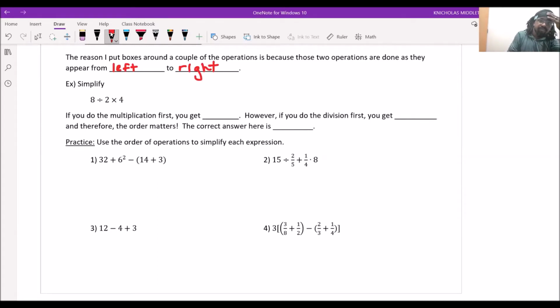We just talked about it, but I'll fill in the spaces from left to right. This first example says 8 divided by 2 times 4. If you do the multiplication first, 2 times 4 is 8, and 8 divided by 8 is 1. However, if you do the division first, 8 divided by 2 is 4, and 4 times 4 gives you 16. Therefore, order matters. The correct answer goes from left to right: 8 divided by 2 is 4, 4 times 4 is 16. The correct answer is 16 in this case.